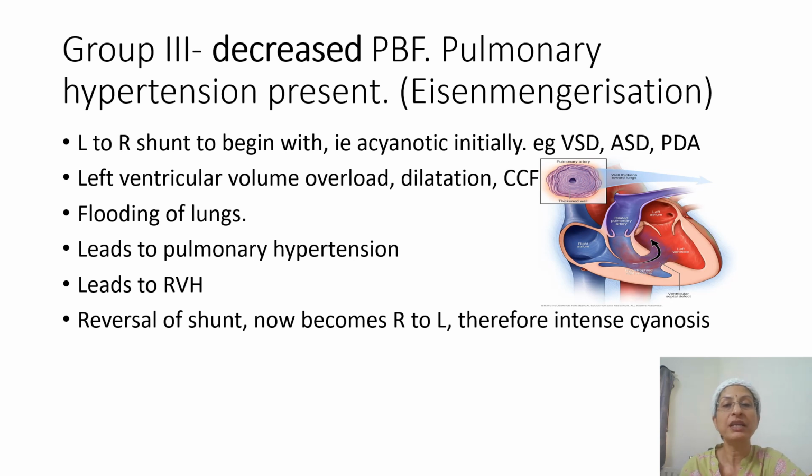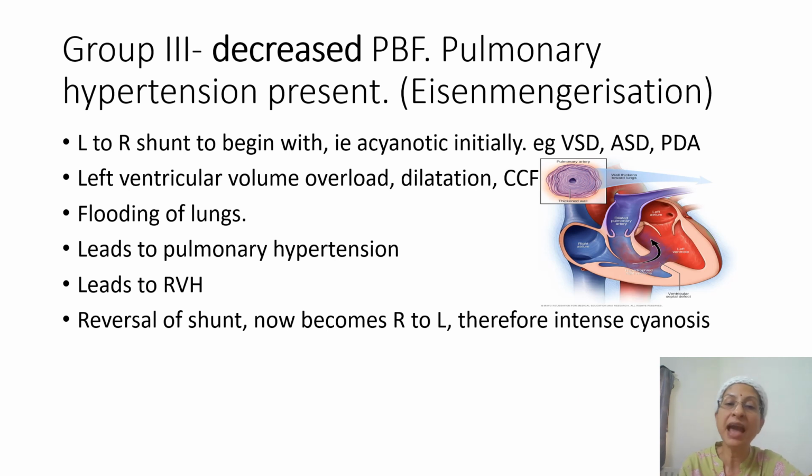Due to this, initially there will be an increase in the left ventricular volume, and volume overload will be there. There will be dilatation and congestive cardiac failure. On the same side, the blood is going from the left ventricle to the right ventricle and is being pumped into the pulmonary arteries, causing flooding of the lungs. This is what we call, initially, a hyperdynamic or hyperkinetic type of pulmonary hypertension.